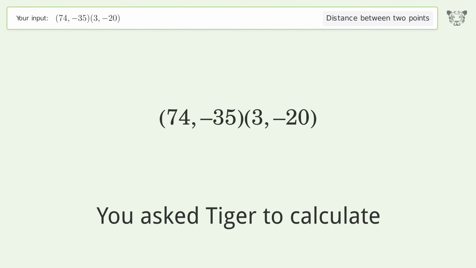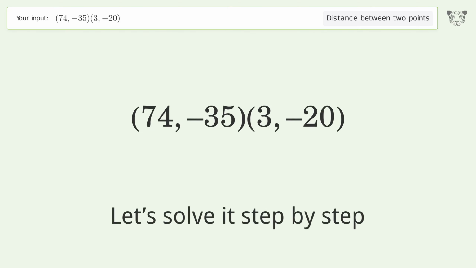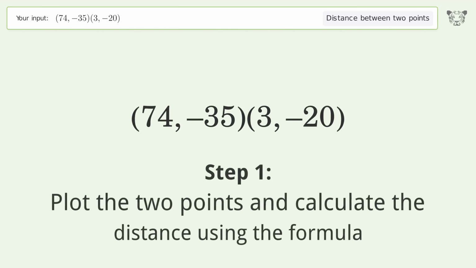You ask Tiger to calculate. This deals with the distance between 2 points. The distance between the 2 points is the square root of 5,266, or 72.567. Let's solve it step by step. Plot the 2 points and calculate the distance using the formula.